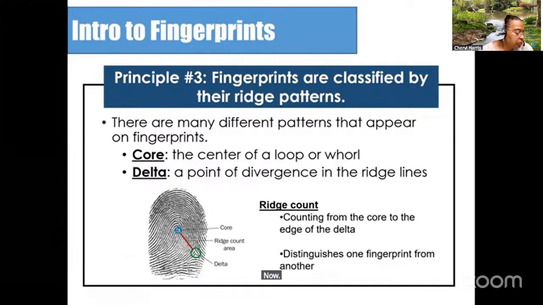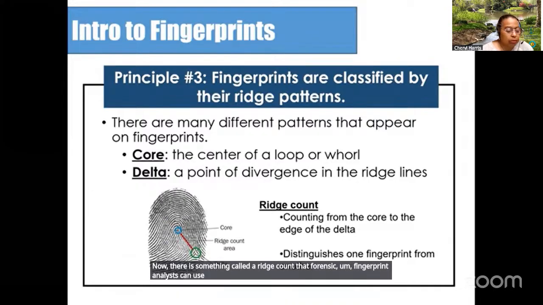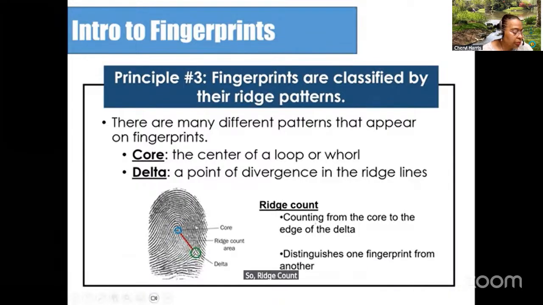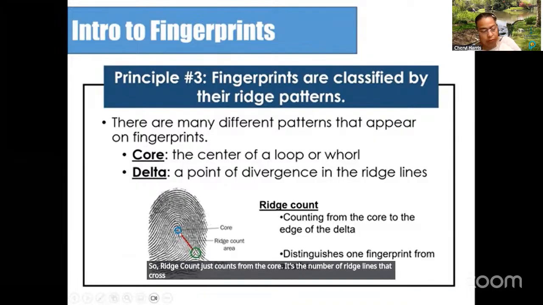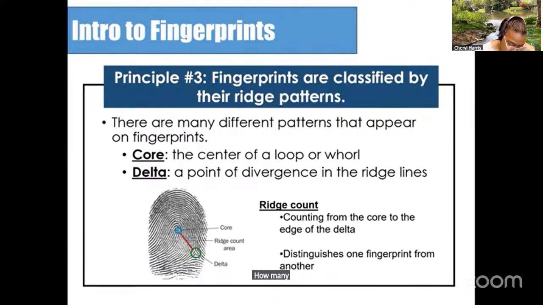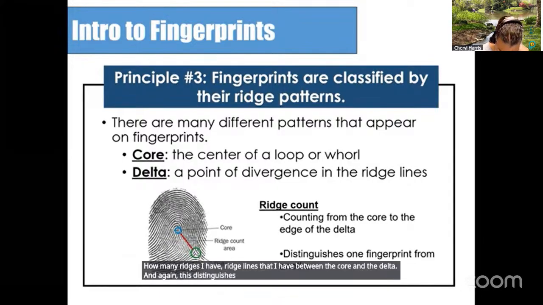Now, there is something called a ridge count that forensic fingerprint analysts can use. This is a quantitative measure, which is super helpful when comparing fingerprints from a suspect to fingerprints from a crime scene. So ridge count just counts from the core. It's the number of ridge lines that cross from the core to the edge of the delta. It's a numerical value. So I might have a ridge count of 12 or a ridge count of 13, and that's just indicating how many ridge lines I have between the core and the delta. And again, this distinguishes one fingerprint from another.